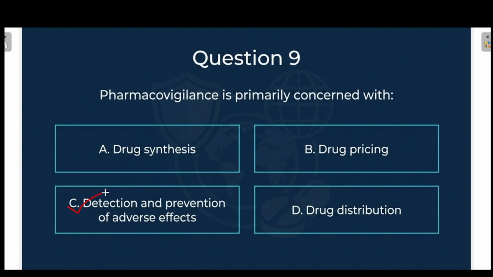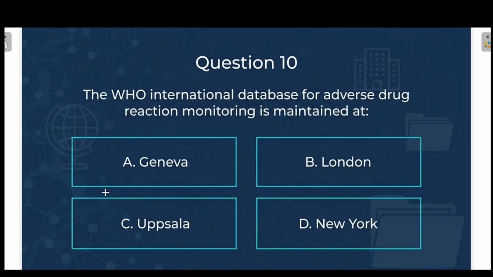Let's move to question number 10. The WHO International Database for Adverse Drug Reaction Monitoring is maintained at: A, Geneva, B, London, C, Uppsala, or D, New York. So the correct option is option C, Uppsala.